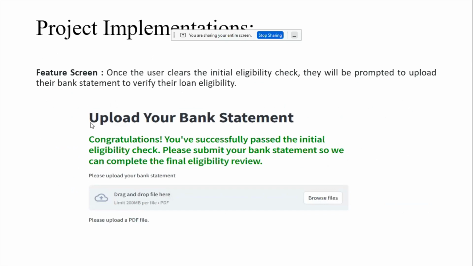The user journey begins with the eligibility check screen. Once the initial requirements are met, users are prompted to upload their bank statement. This is an important step as it introduces automation into the traditional manual process.